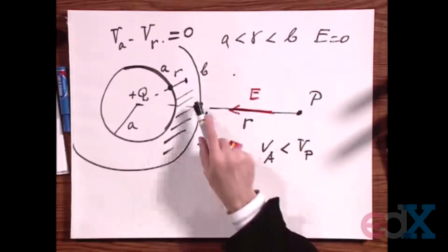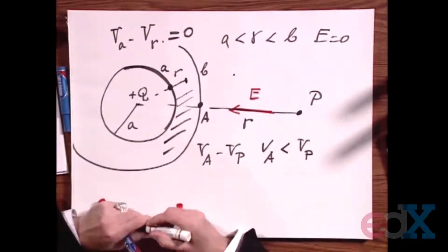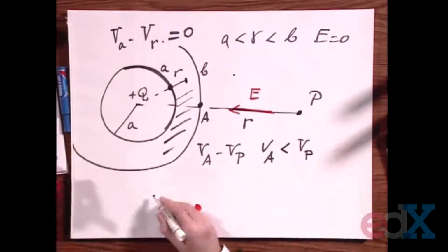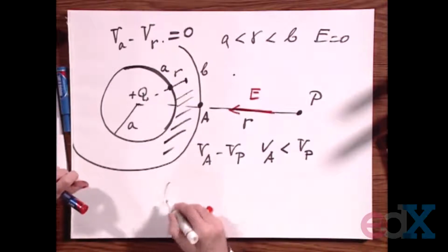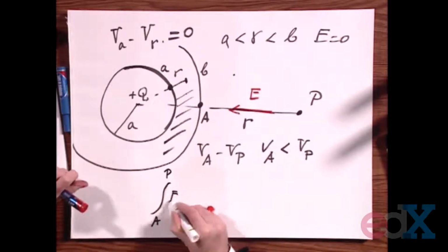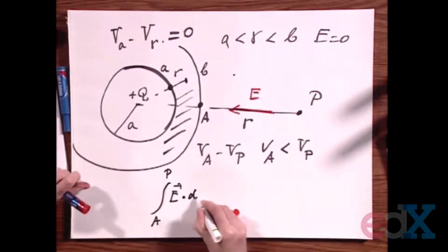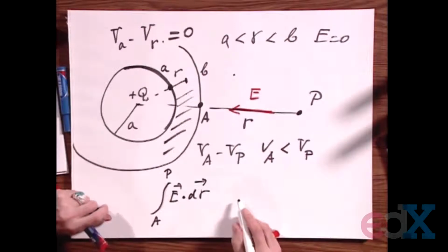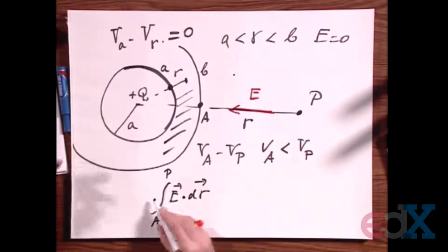What is the difference between here and here? Well, there is a neat way to do it, and there is some kind of a dirty way to do it. The dirty way would be to say, okay, I take the integral from A to P of E dot dl. I will call dl in this case dr.